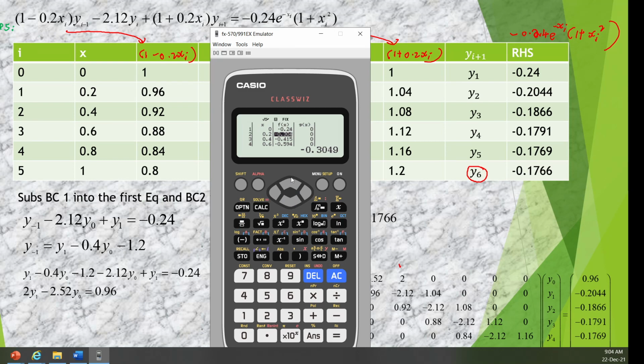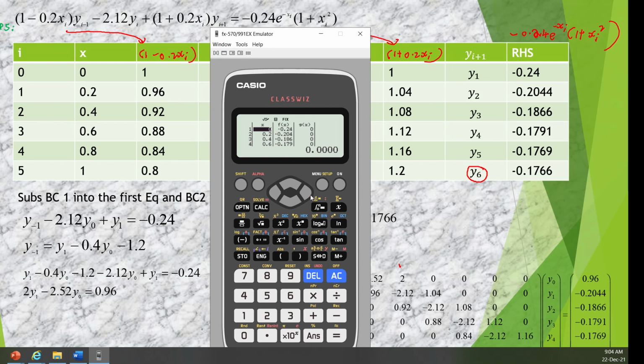Am I keying correctly? Okay, never mind. Let's see. Negative 0.24, correct? Oh, I keyed wrongly. Exponent negative x. Okay.